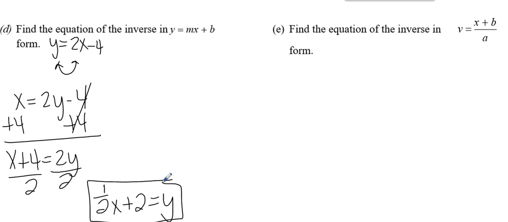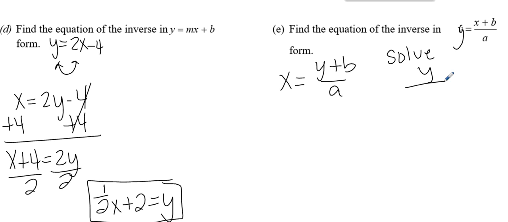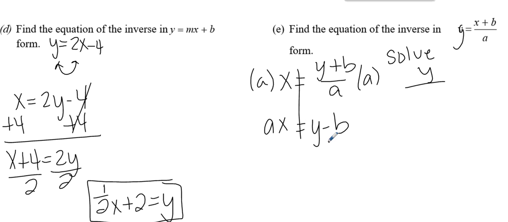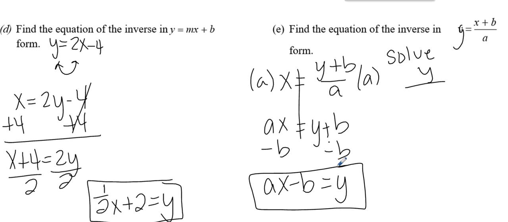He says find the equation of the inverse in y equals (x plus b) divided by a form. Again, all I'm doing is switching my x's and my y's. So instead of y equals (x plus b) divided by a, I'm going to have x equals (y plus b) divided by a. I'm solving for y, so you may want to make a note of that. I'm first going to multiply both sides by a. So I have ax equals y plus b. Inverse operation, so I'm going to subtract b. So I have ax minus b equals y. And that's my inverse equation of y equals (x plus b) divided by a.